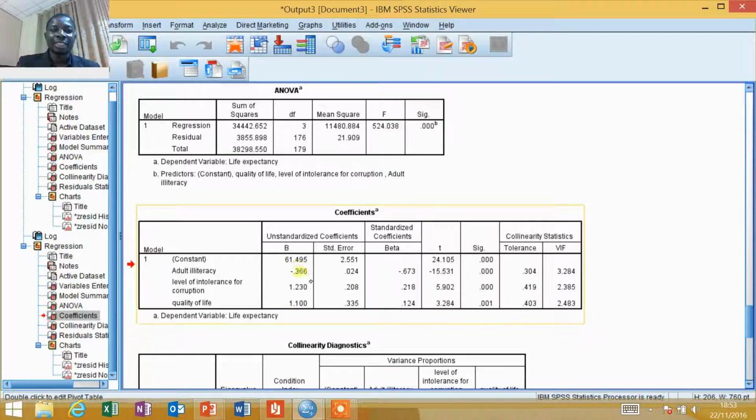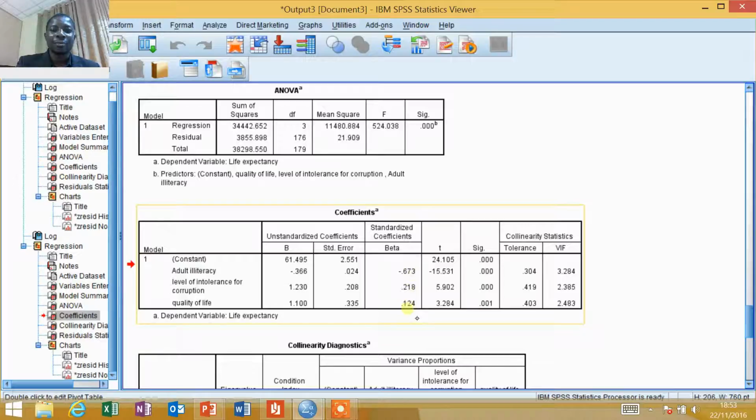Okay, age is measured in years. Interest for corruption is an index, we don't know what it is, it has maybe no unit. And then quality of life, they also have no unit. But when we standardize them, they all get the same unit, so they can easily be compared.